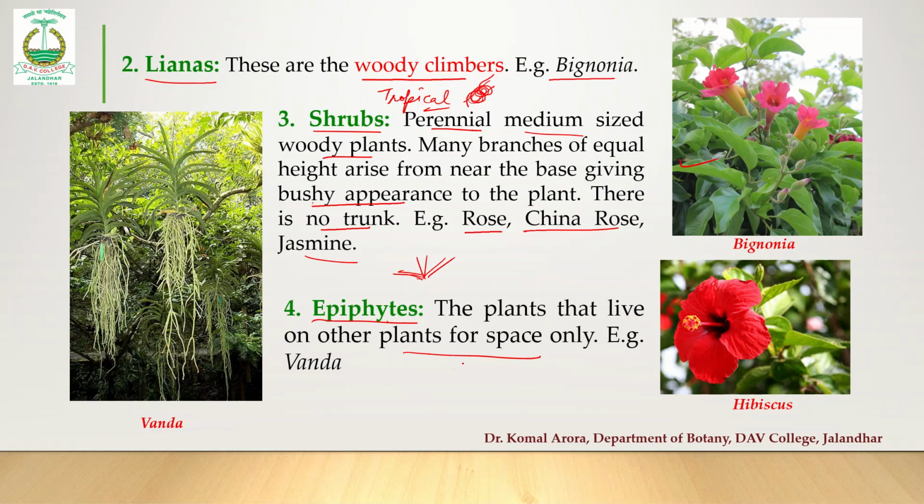Rather, they are dependent on the supporting plant for space only. So they are called epiphytes. Example here is Vanda. Vanda is a very common species. These are the leaves you can see here. A particular one you can easily recognize whenever you visit any hill station. You can observe Vanda growing over the trees there, and there will be the roots hanging from the plant.